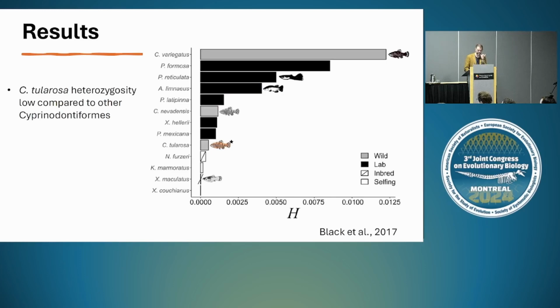So this is from a previous paper. The white sands pupfish is here. These are heterozygosity estimates compared to closely related species, so other cyprinodontiforms. And you can see it's on the low end of the spectrum compared to the other ones, down near those that are either selfing or inbred laboratory lines. So definitely a conservation concern.